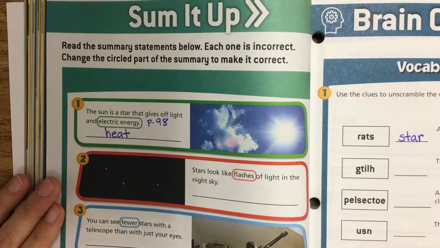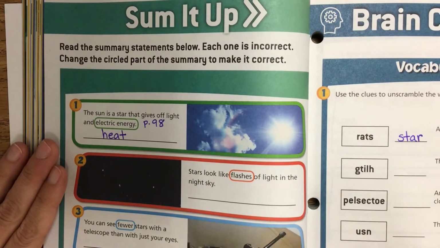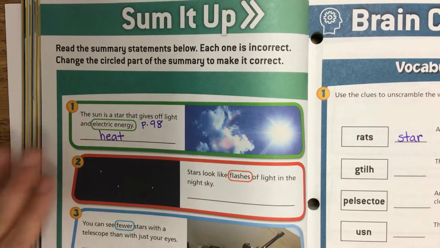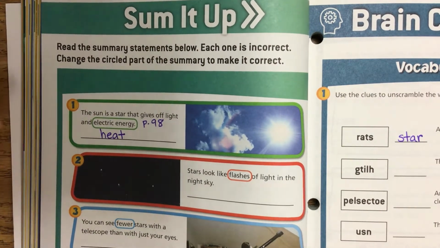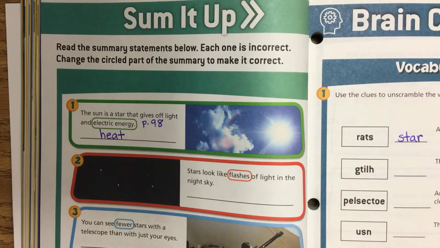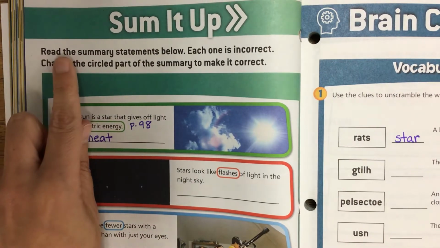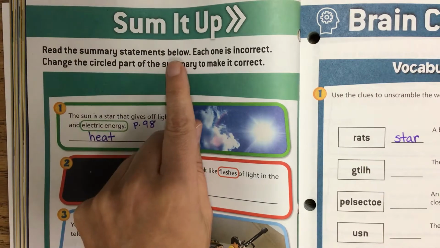Okay, third graders, we are going to go ahead and work on the end of the chapter review pages. And you're going to be completing these on your own today, but we just wanted to go over the directions with you so you understand what it is you're supposed to do. So we are on page 106, and the Sum It Up page says, read the summary statements below.